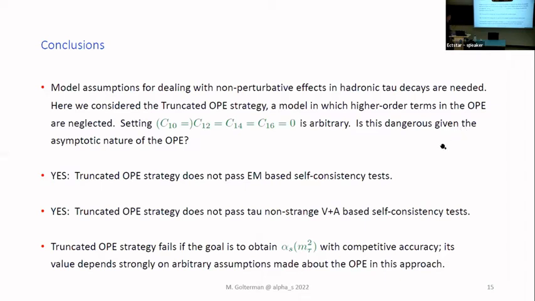And so the question then is, is this dangerous given the asymptotic nature of the OPE? My talk, I think, basically shows that the answer is an unequivocal yes. So if you want to obtain alpha S with a competitive accuracy, the truncated OPE approach should simply not be used. It just fails. And that's where I conclude my talk. Okay, thank you very much.